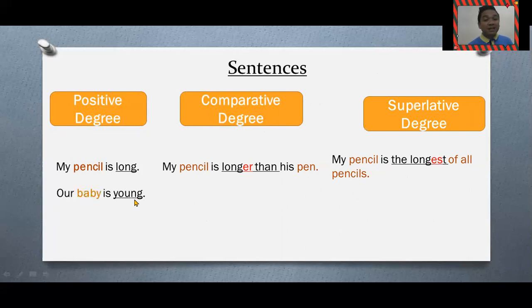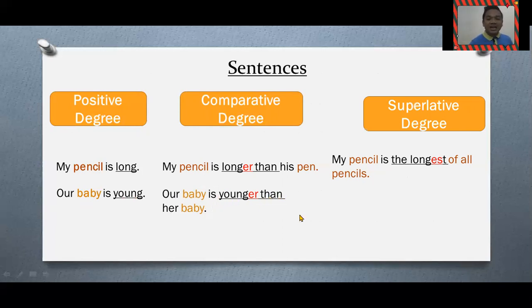Now, our baby is young. So the adjective here is young. And how many syllables are there in young? One. So you have to say, our baby is younger than, do not forget to add the word than, her baby. So two babies here are being compared. So our baby is younger than her baby.